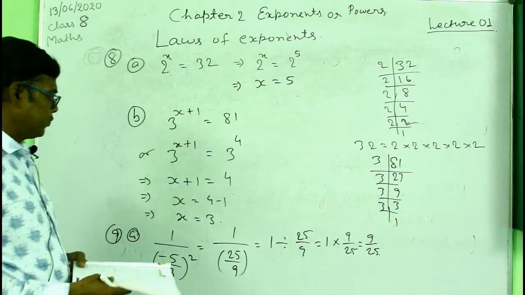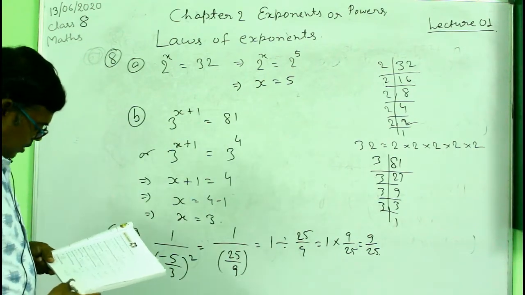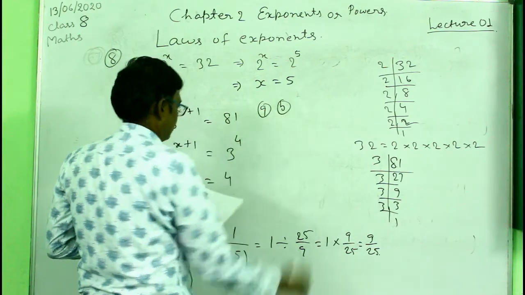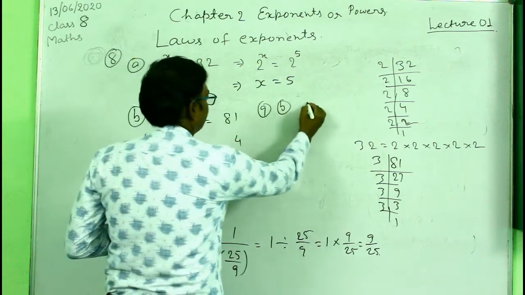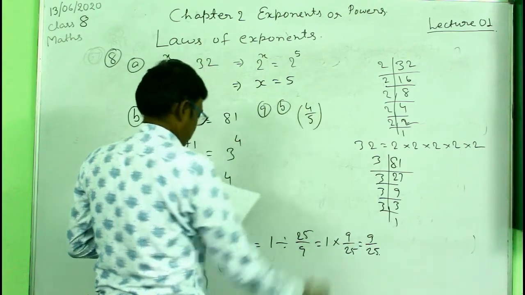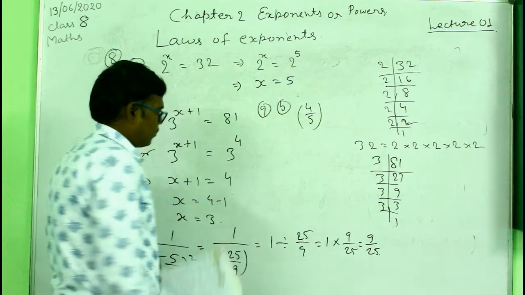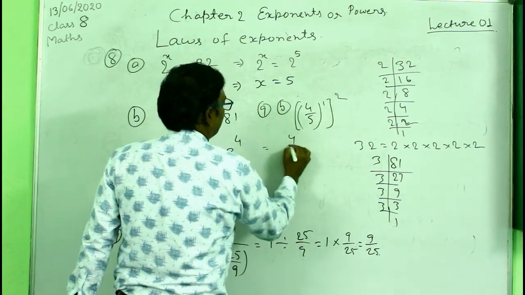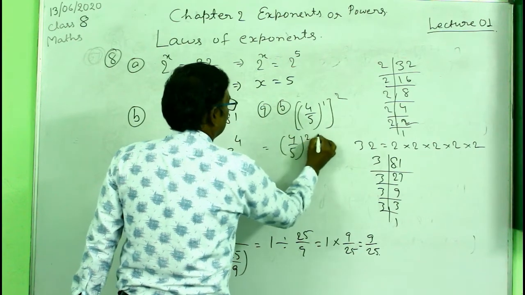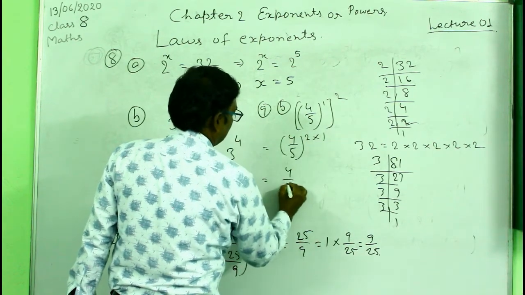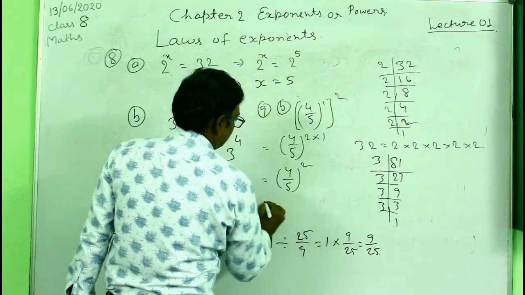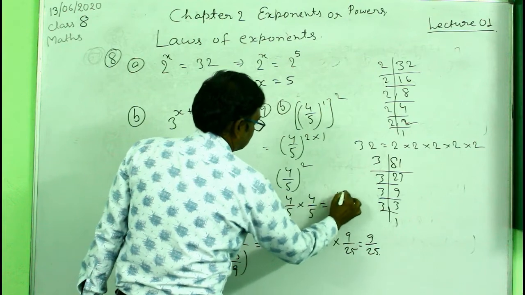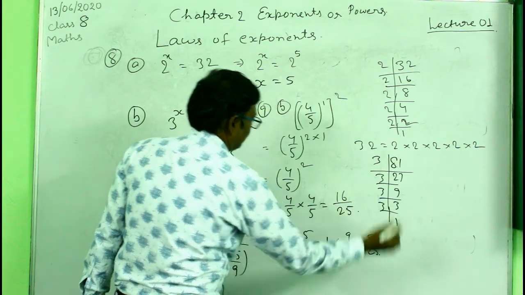Okay, so in this way you will find. And question number 9b is (4 by 5 to the power 1) to the power 2, which is equal to 4 by 5 to the power 2 into 1, equal to 4 by 5 to the power 2. So 4 by 5 into 4 by 5 equal to 16 by 25 is the answer.